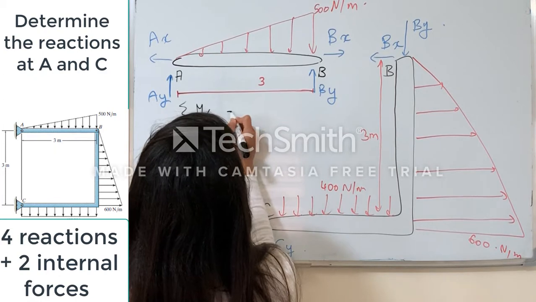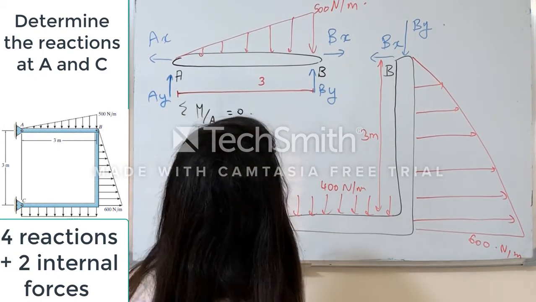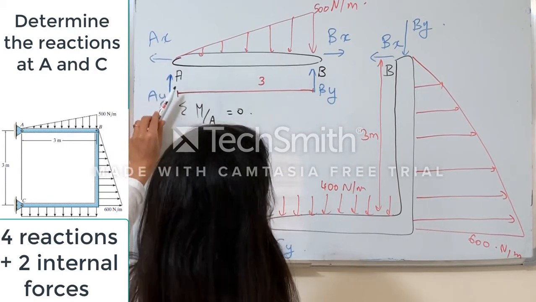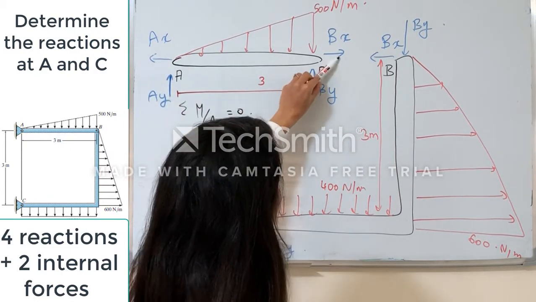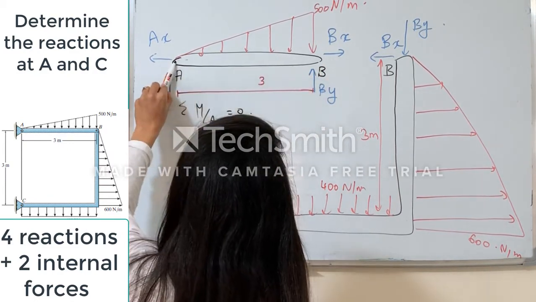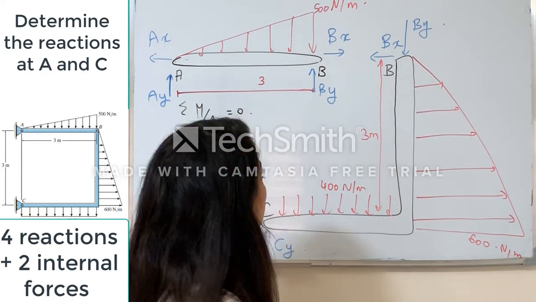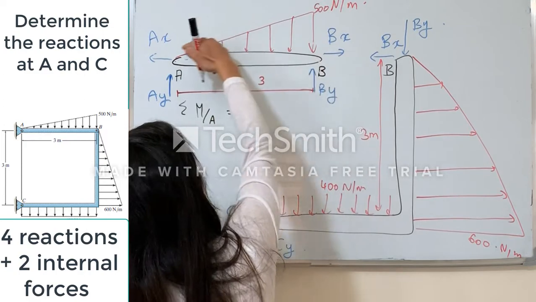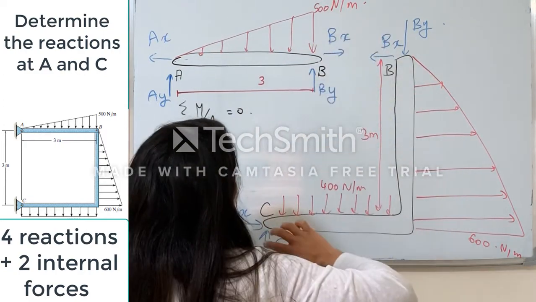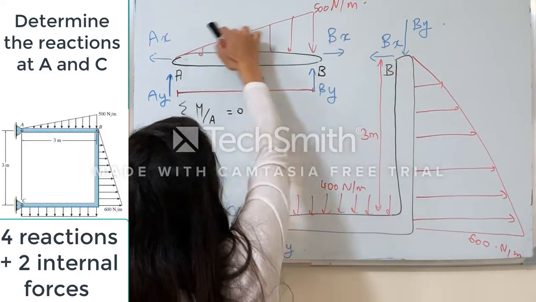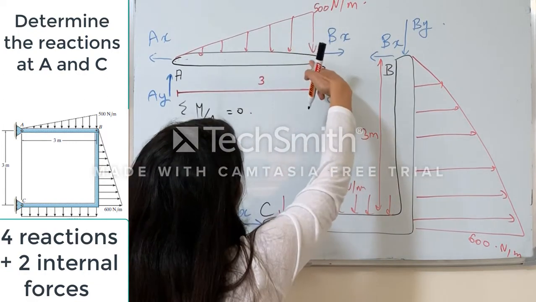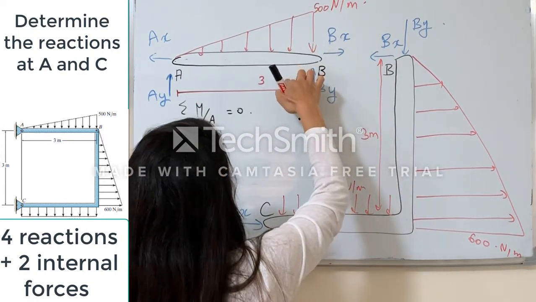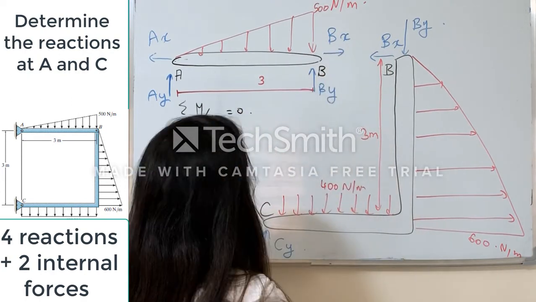If I take the sum of moments around A equal to 0, all the reactions at A will have a 0 moment, as well as Bx, guys, because Bx will pass through A, which means I only have the moment of By and this external force. So I want to find the resultant of this distributed load and locate it on the member AB so that I can find its moment.